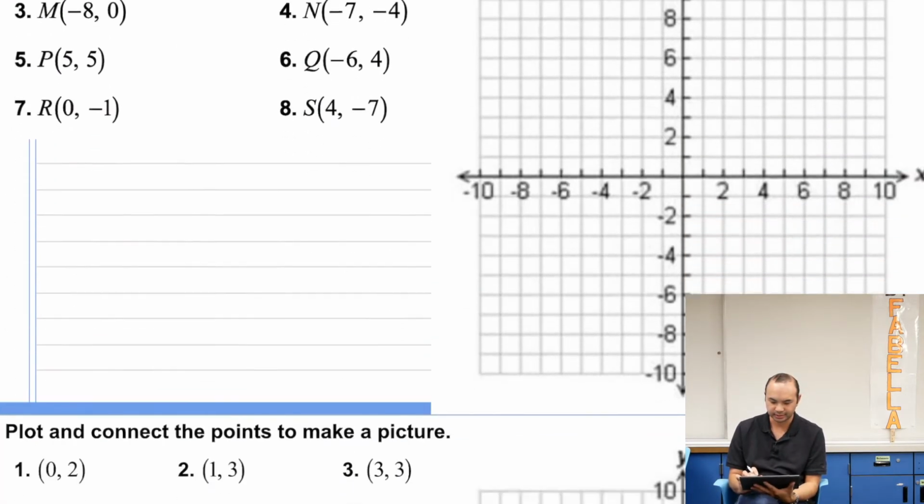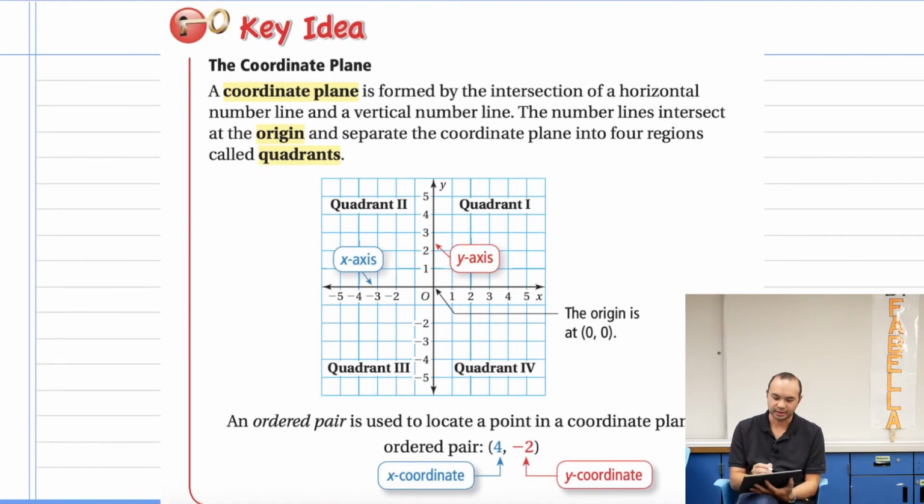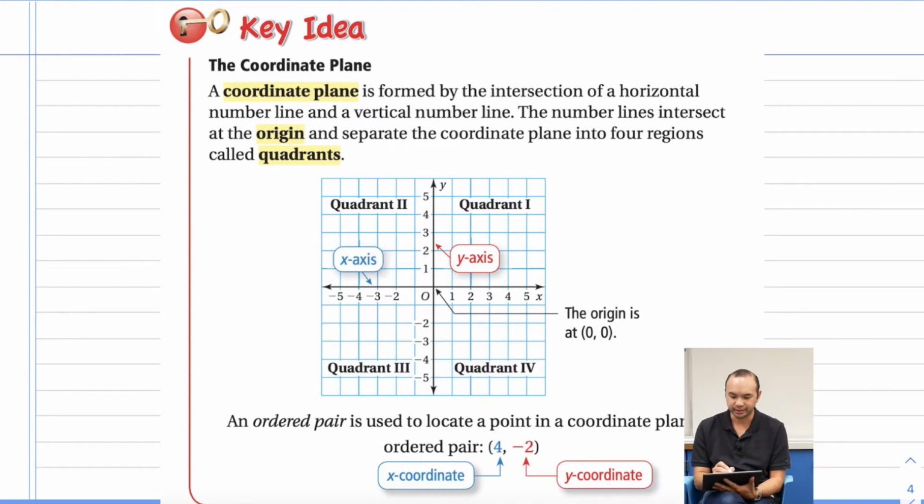So taking a look at this, our key idea here is the definition of a coordinate plane. It is formed by the intersection of a horizontal number line and a vertical number line. The number lines intersect at the origin, so that's (0, 0). Those are the coordinates of the origin.